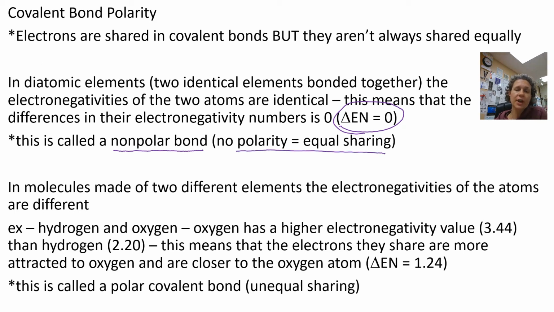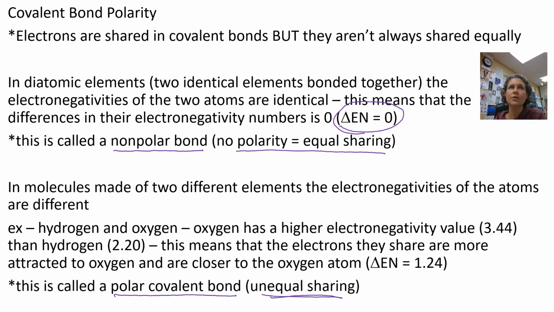But what if you have 2 different elements and they have different electronegativities? For example, hydrogen and oxygen. So that makes up water, H2O. Oxygen has a higher electronegativity value, and there are numbers that go along with the electronegativity value. Don't worry about the actual numbers. I'll tell you which one's higher or lower. Oxygen has a higher electronegativity value than hydrogen, and this means that the electrons that they share are going to be more attracted to oxygen and are going to be closer to oxygen. And this is an unequal sharing, and this is what we call a polar covalent bond.